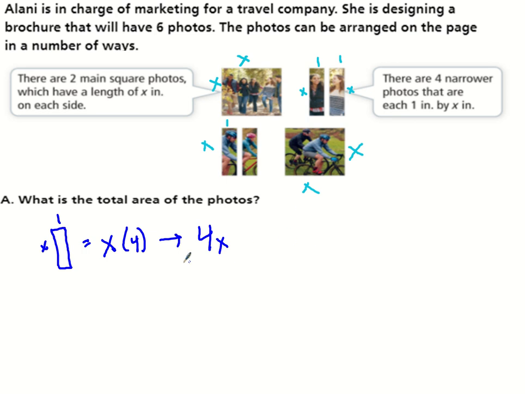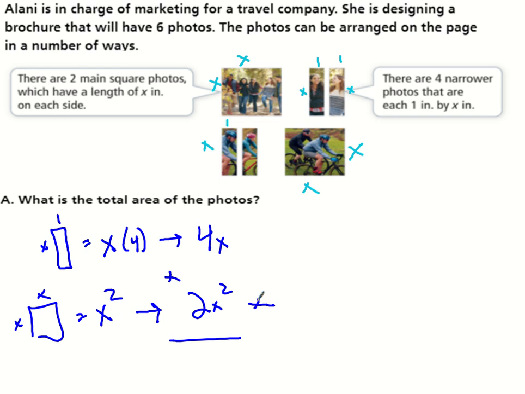The 2 squares, that's x by x, which is x squared, and there's 2 of them. So that'd be 2x squared. So the total area, when I add those 2 values together, is 2x squared plus 4x. Now, I'm going to erase some of this and rearrange it, because I want to add a second part to this problem. And then we'll be able to talk about what we're going to add to it.